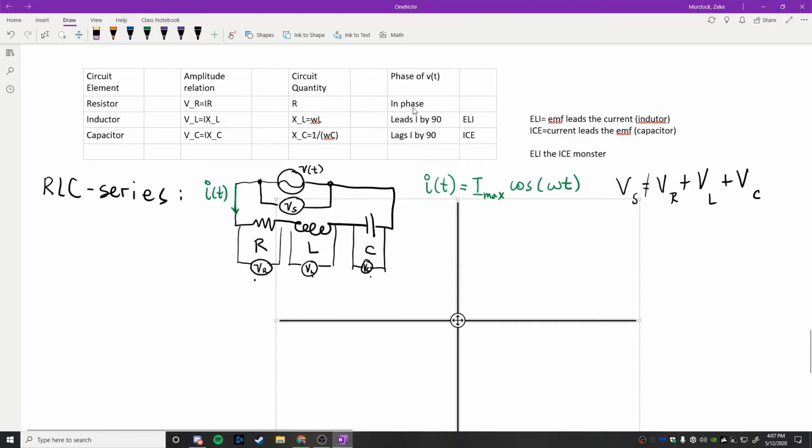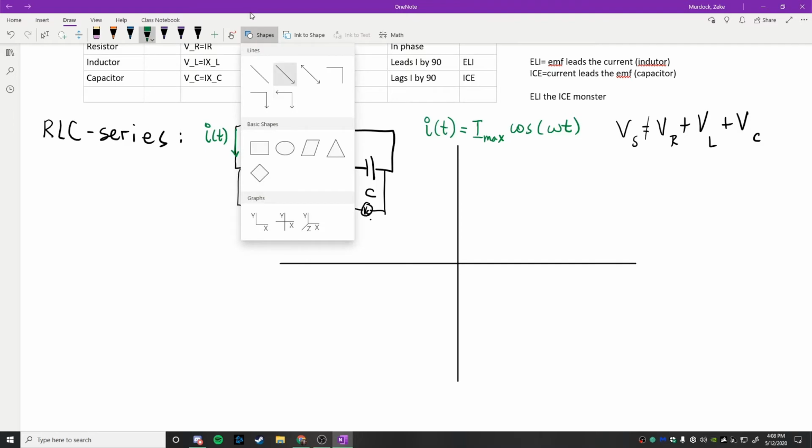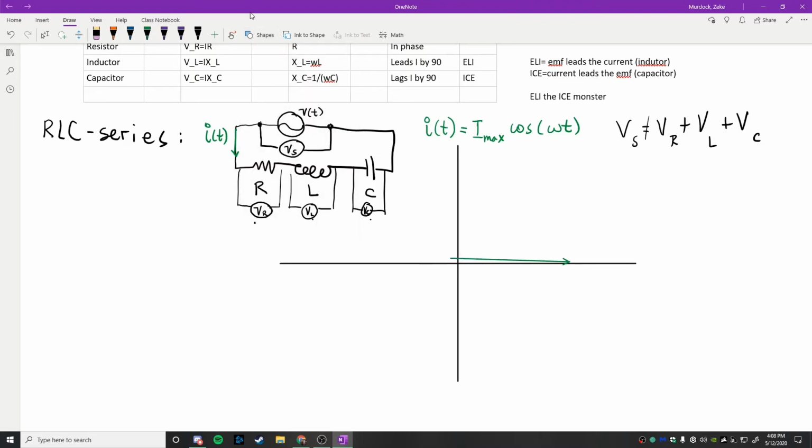I don't like the way OneNote does things. So we're going to go green, and then we're going to go shape, and then we're going to draw an arrow right here. This arrow is going to represent our current in our system. And I'm just going to put it right there on the axis to make this really simple. So that is our current phasor.